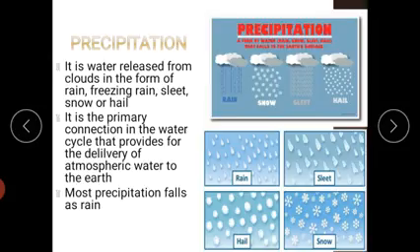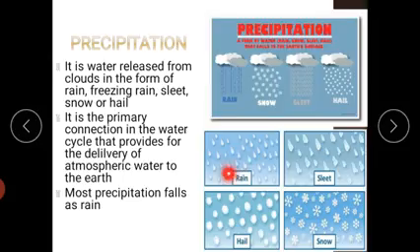So what is precipitation? How does water come back to the earth? The water which is released from the clouds is mostly in the form of rain, freezing rain, sleet, snow or hail. You can see here that it is normally rain.